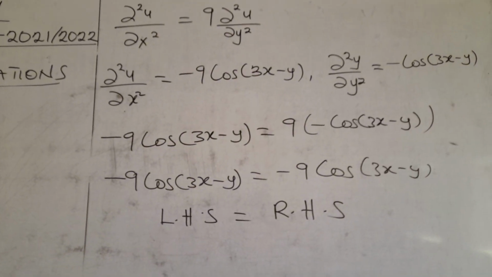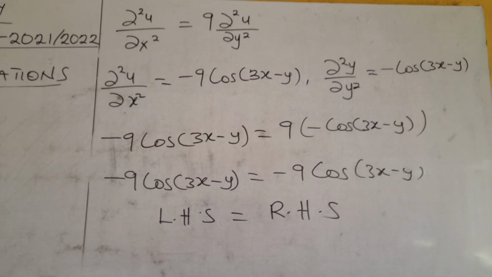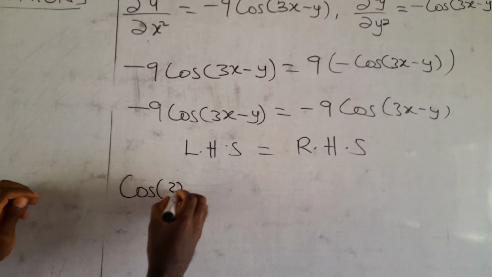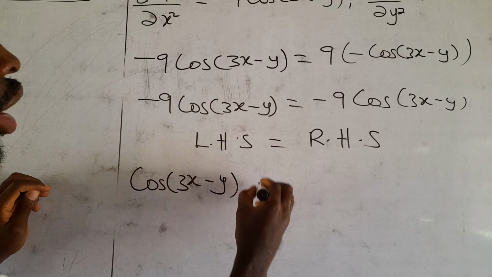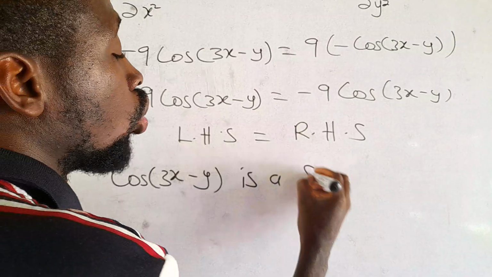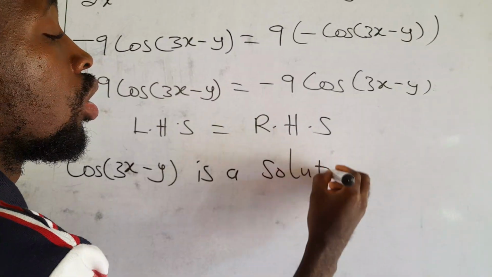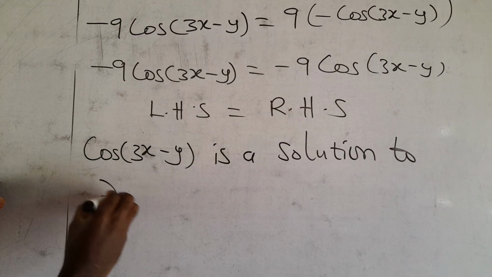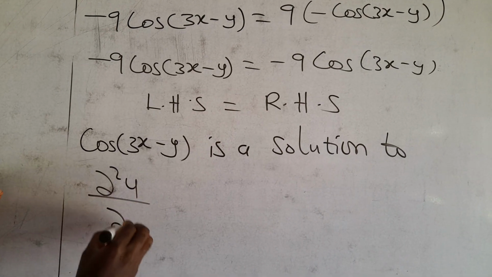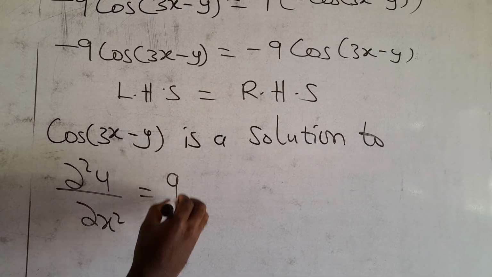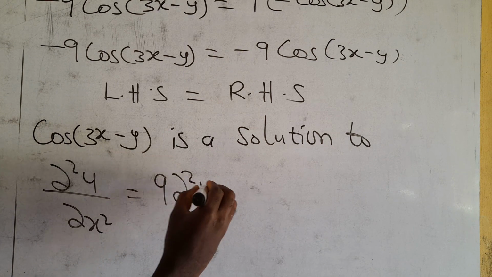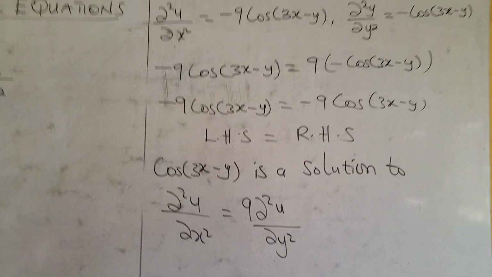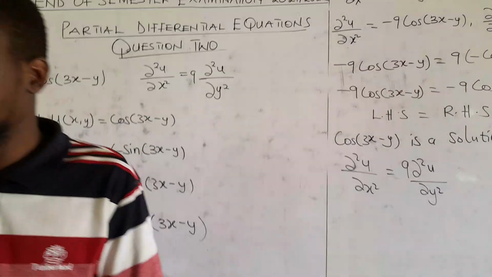So since the left-hand side is equal to the right-hand side, we can conclude that cos(3x minus y) is a solution to our partial differential equation, which is del square u over del x square equal to 9 del square u over del y square. I hope you get that. Our next stop is question number 3.